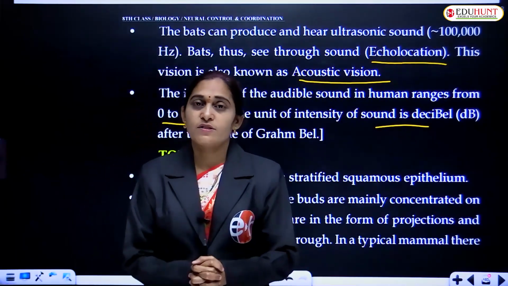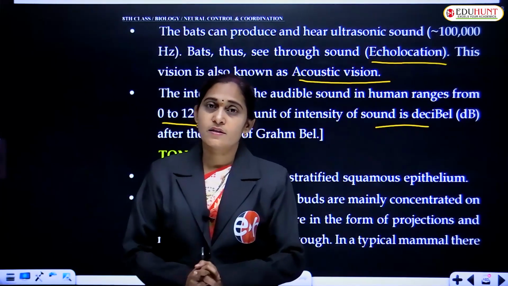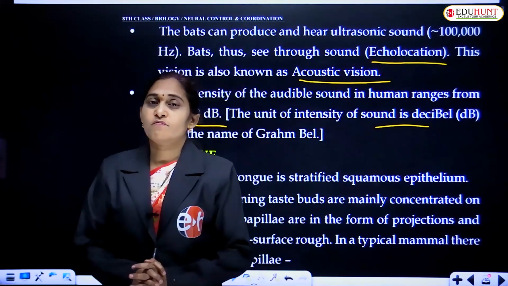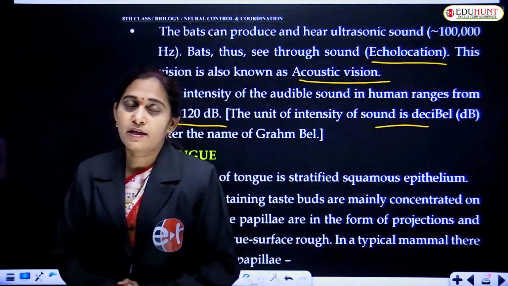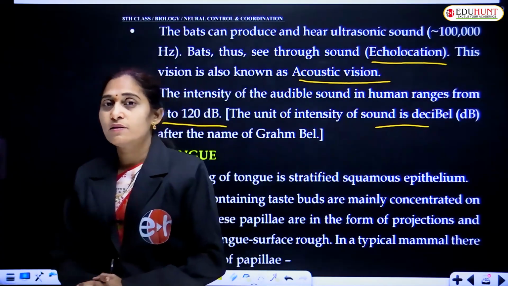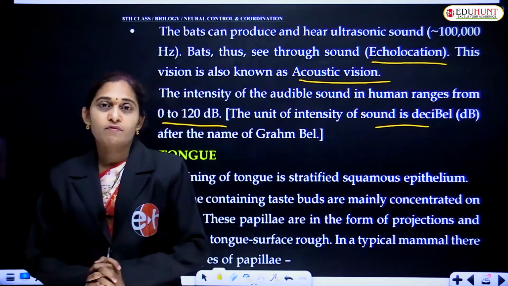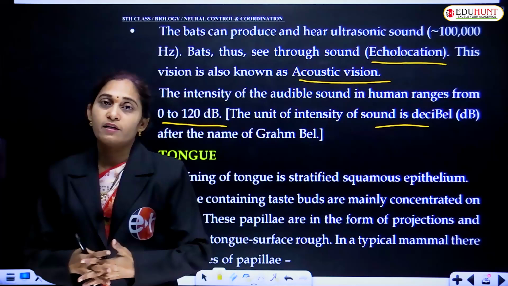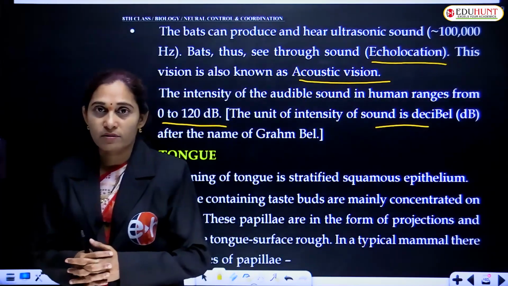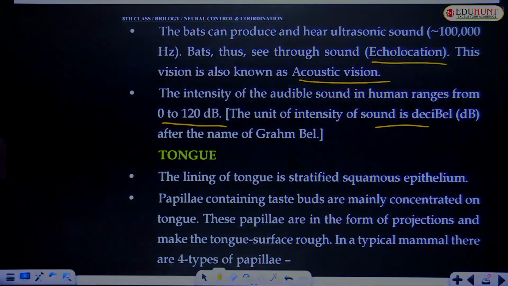With this we have finished the second sense organ, that is the ear. We have seen the first 2 sense organs, eye and ear. In the next video I'll come back with some more details of sense organs. Thank you.